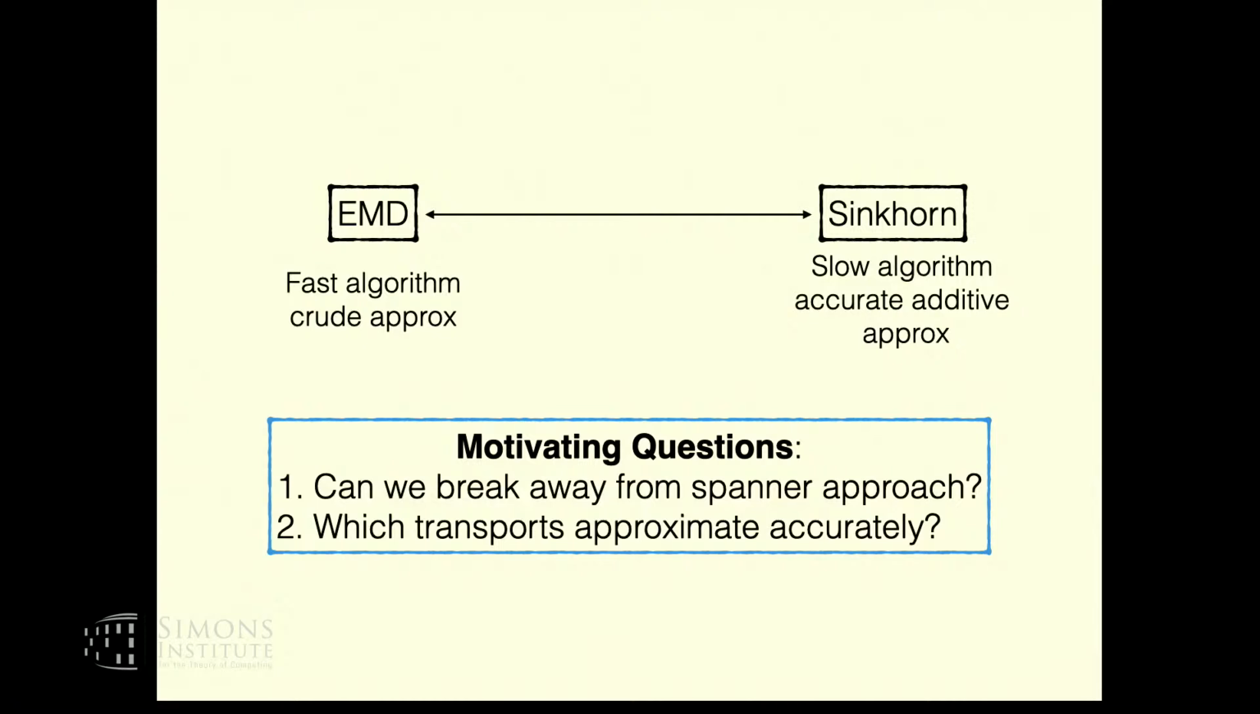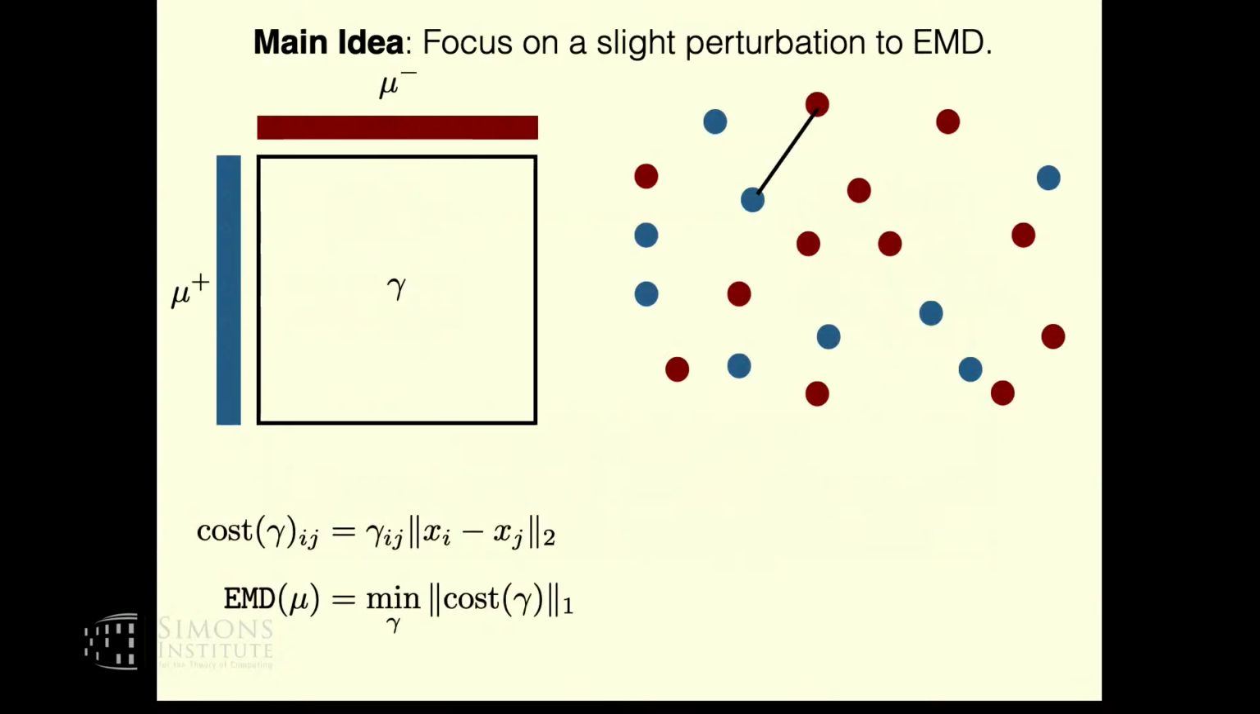So our motivating questions were, from the theory side, can we break away from this spanner approach? Can we build some techniques? And maybe more generally, we are flexible in the definition of the problem. Sinkhorn has already changed the problem, so which kind of transport can we develop algorithms for? Okay, so now I'll tell you what our relaxation is. The main idea was to focus on a slight perturbation of EMD.